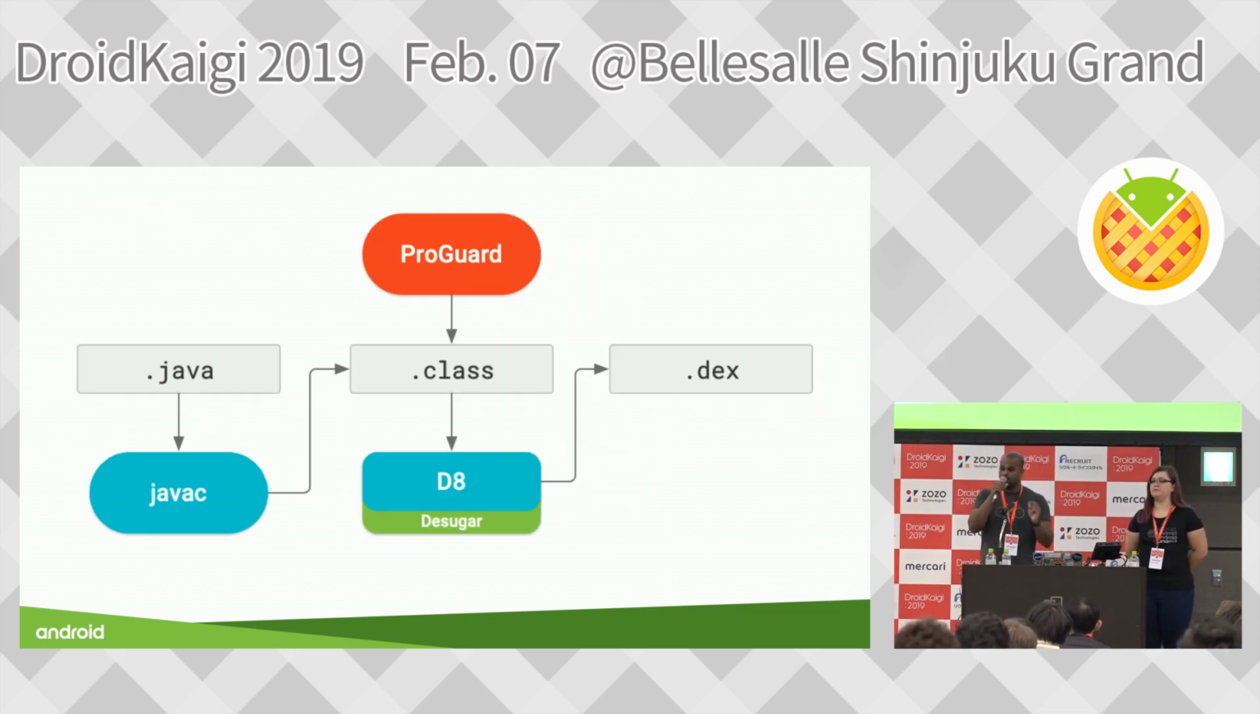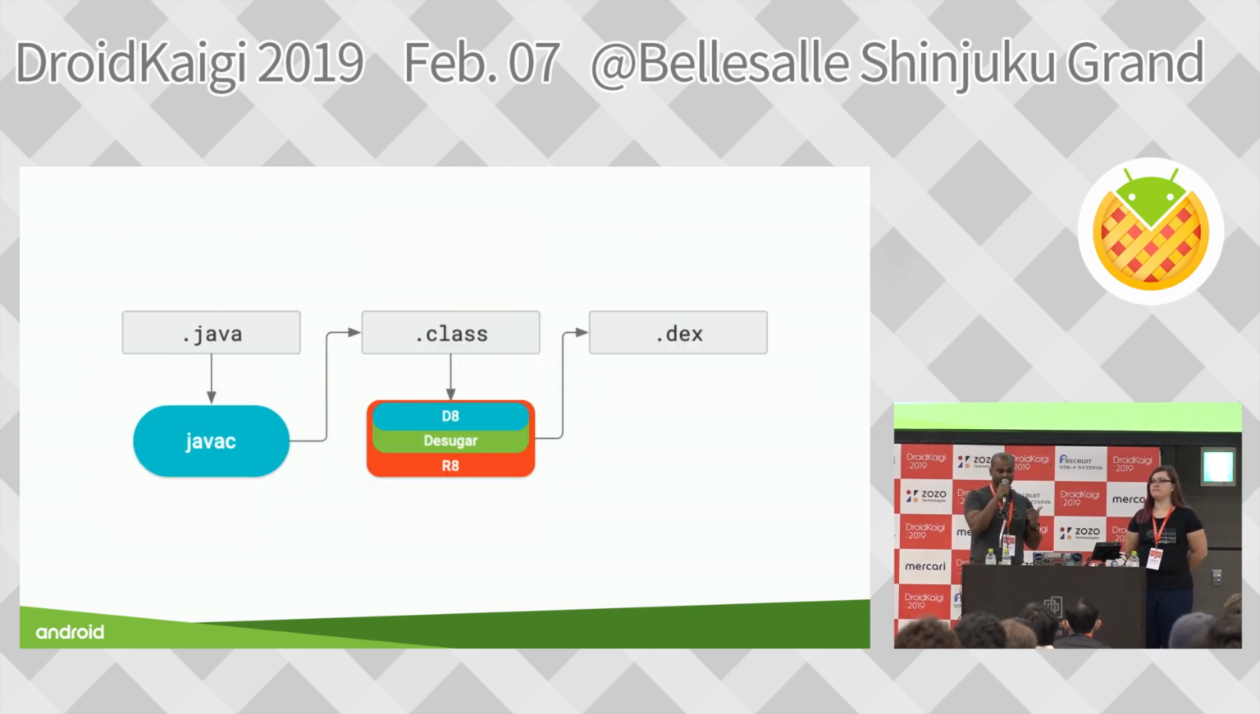So in 3.2, we combined D8 and desugar. So it's one single step for both. Simplifies things, but there's one little problem with this. You'll notice that ProGuard doesn't actually see your final class files before they're compiled into DEX. So it doesn't get a chance to optimize, shrink, and obfuscate the final class files. So what did we do? We combined that step into the D8 desugar and called it R8.